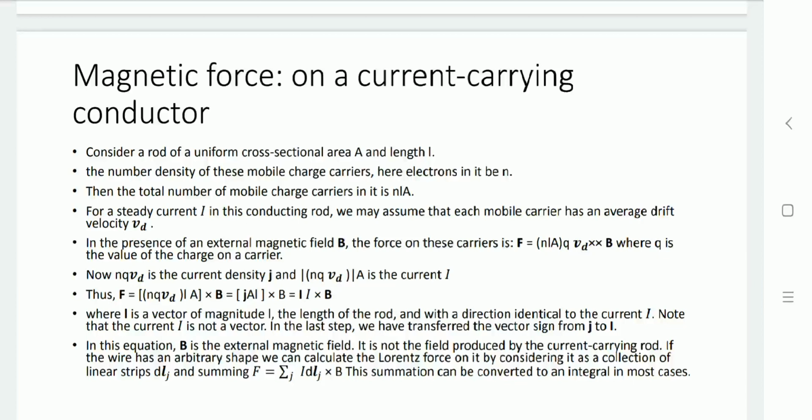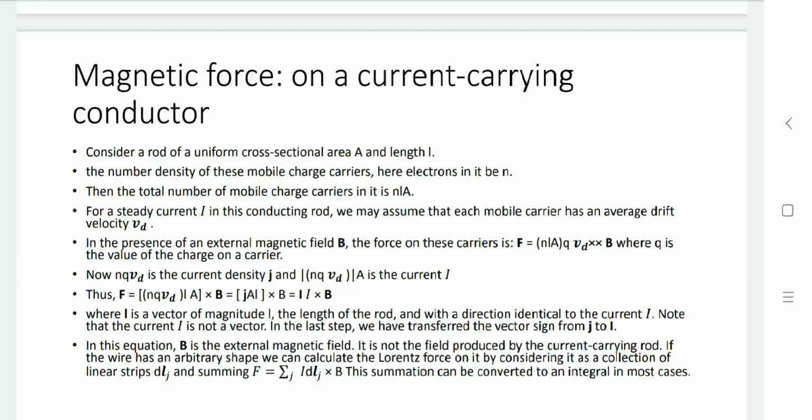Now we know, in the earlier chapter we defined nqVd as the current density, and current density is current per area. So if J is the current density nqVd, then J equals I by A, so I equals J into A. So my current is nqVd into A. This is how my current can be defined.